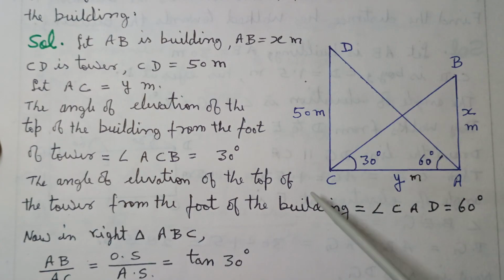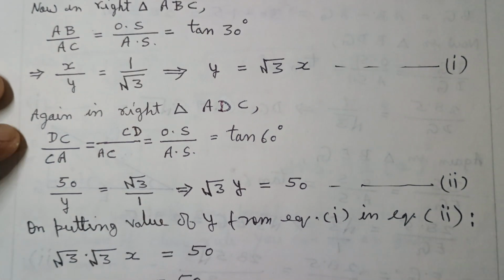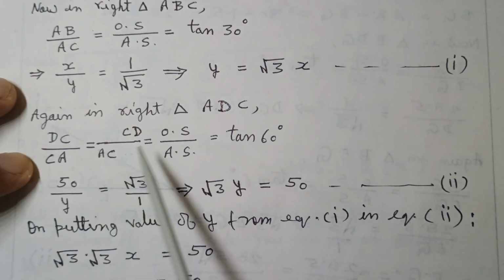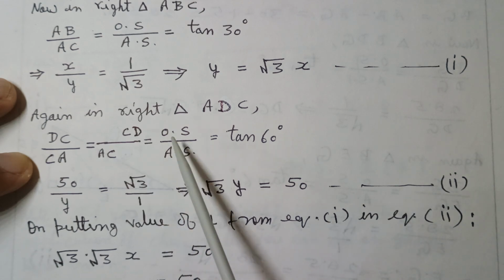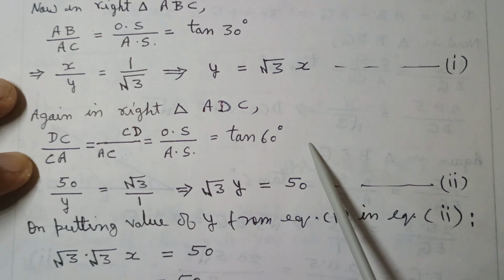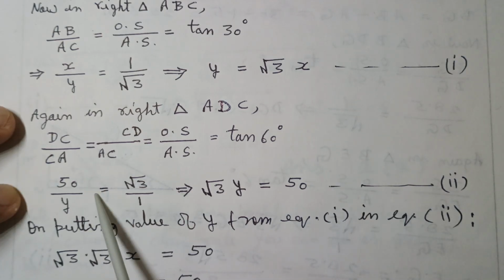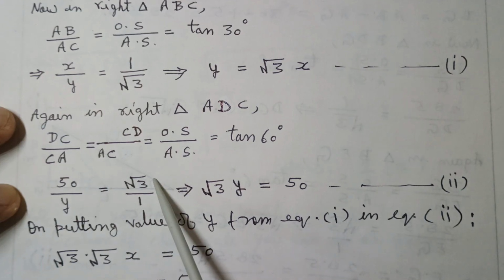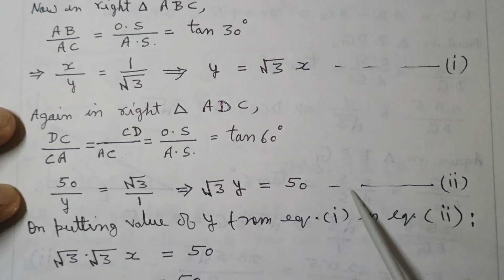Again in right triangle ADC, CD upon AC is equal to opposite side upon adjacent side is equal to tan 60 degree. So now put the values. So 50 upon y is equal to under root 3 upon 1. This implies under root 3 y is equal to 50. This is equation 2.